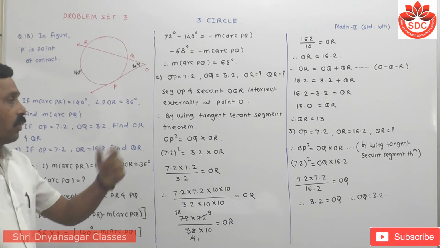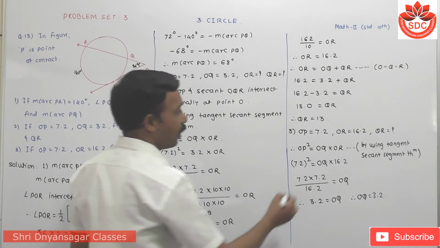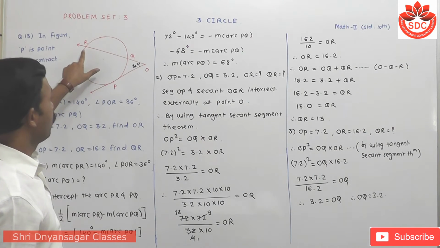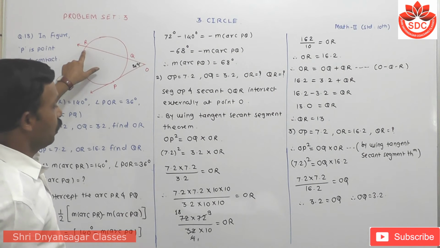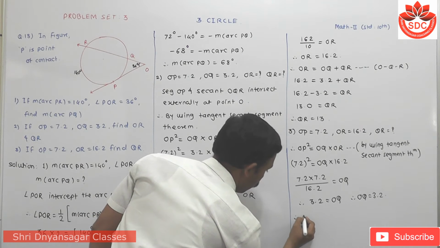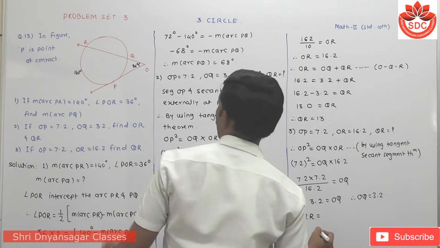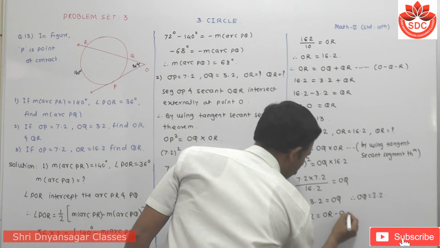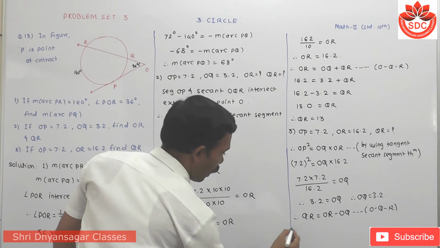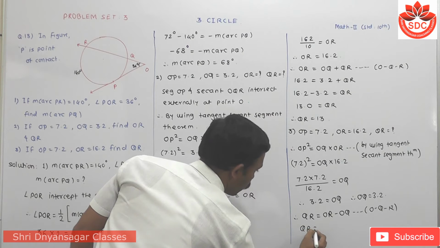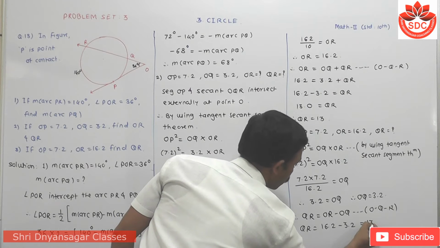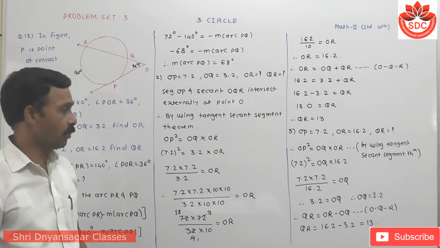Then we have to find out QR here. So how to find out QR? QR is equal to the total value OR, which is 16.2, then OQ is 3.2. Therefore QR is equal to OR minus OQ, because O-Q-R are in that order. Substitute this value: QR is equal to 16.2 minus 3.2, again it becomes how much? 13. This is the answer of the value QR.